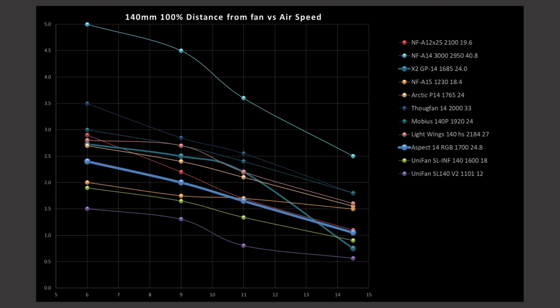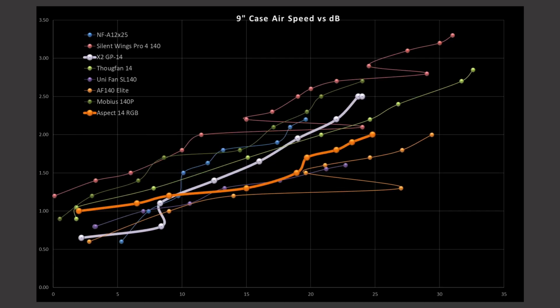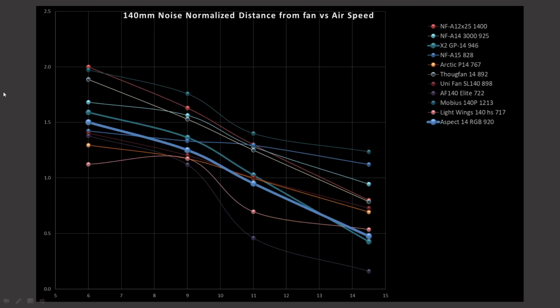So we have that going for it. And as for airspeed performance versus decibel rating, this graph was generated at the 9 inch mark, and the reason for that is many fans tend to drop off at the 9 inch mark. Mine is a little bit different for the 140s, but I wanted to maintain things consistently between the 120s and 140 millimeter class fans, and I needed an airspeed over 0.5 meter per second. Airspeeds underneath that, my current anemometer becomes a lot less consistent, which is why I would like to upgrade it.